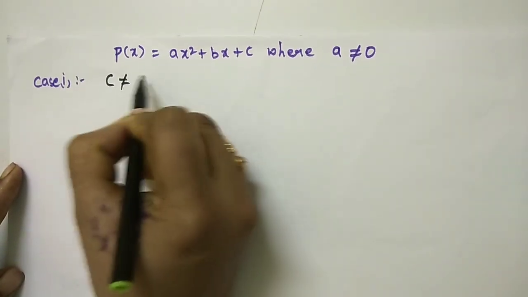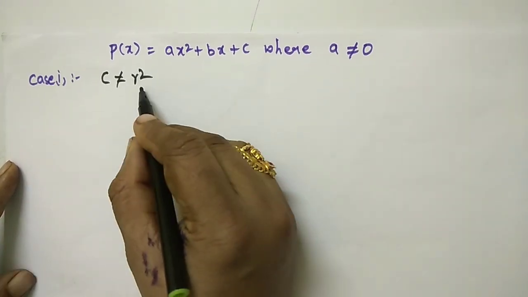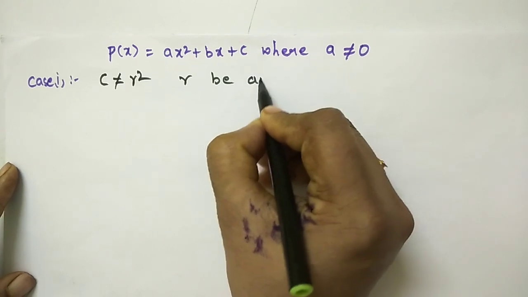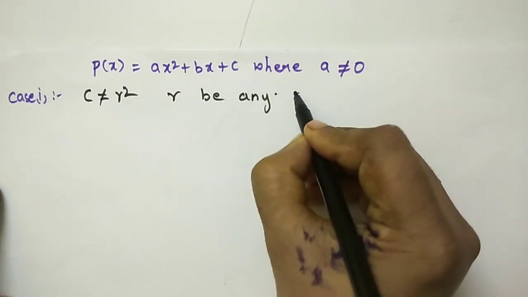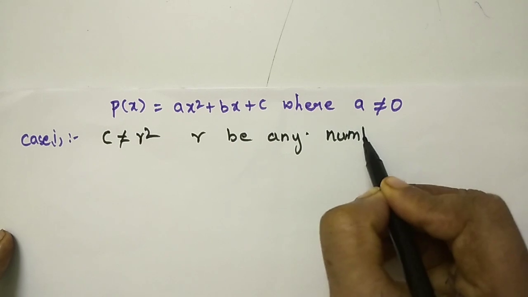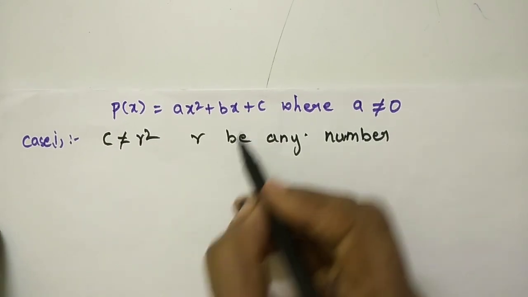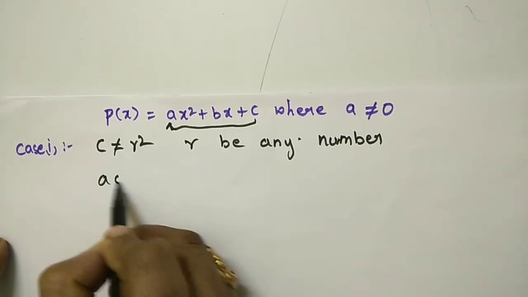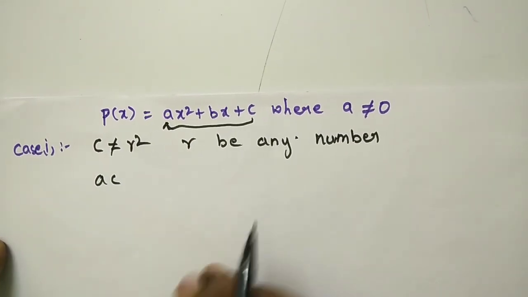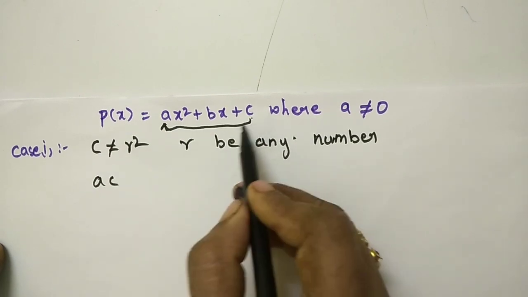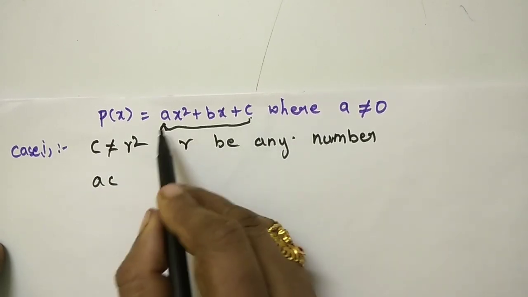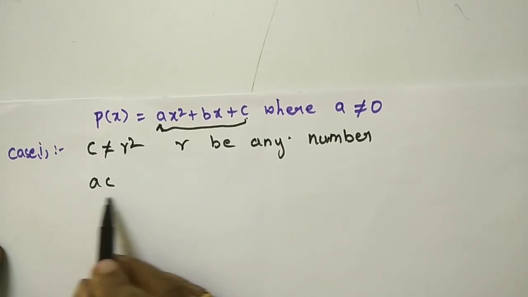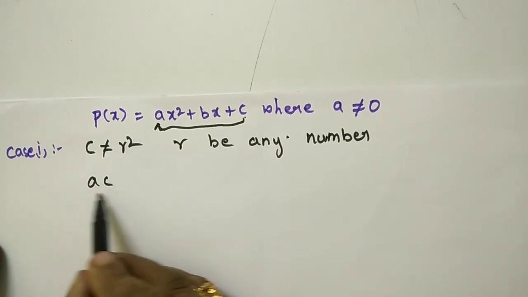If c is not equal to r square, meaning it cannot be expressed as a square of any number r, then simply find the product of a into c. Find the product of the constant term and the coefficient of x square. And next we have to find the factors of a into c.